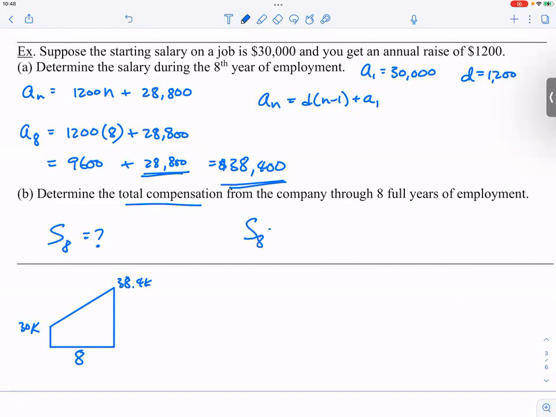So S8 is equal to 8 over 2, and then 30,000 plus 38,400.